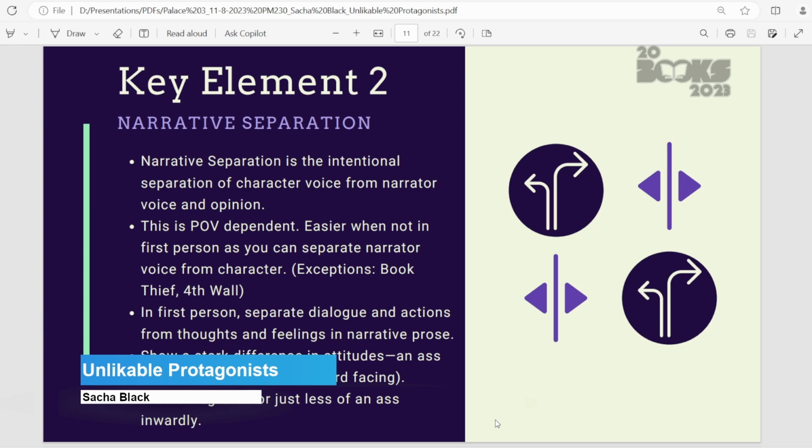Yeah, and I guess the big thing about this is the outward actions need to be negative. They need to be a bit of a dick. But then they can either show remorse, or they can at least question their behaviors in their narrative thoughts.